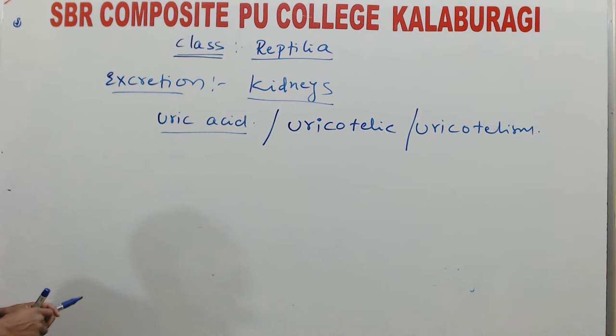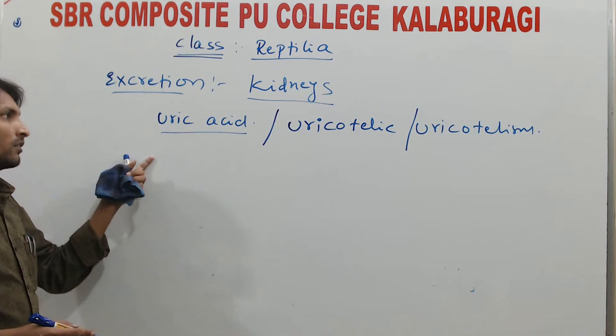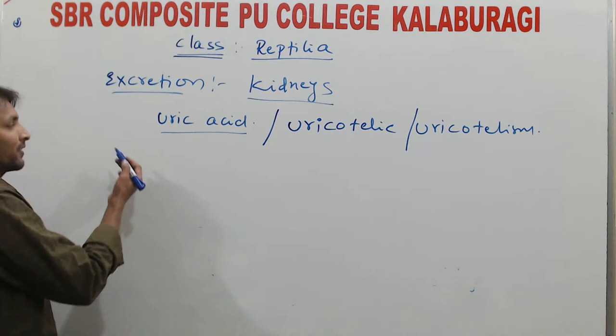Now the excretory system. Previously we discussed that the urinary tract, undigested food, and reproductive tract, everything is opening into the cloaca.